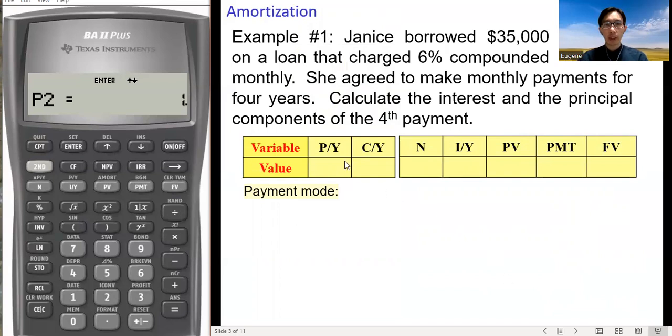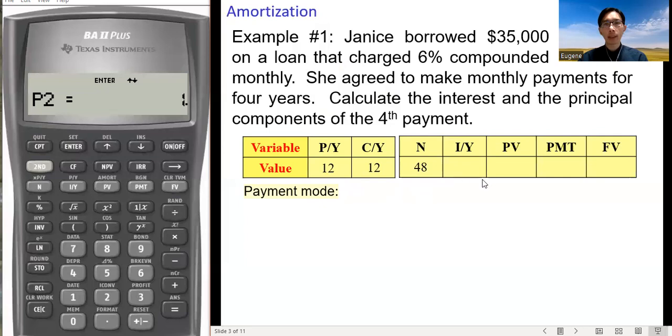Let's key in the frequencies, PY and CY. PY equals 12. The payments are made monthly. And then CY equals 12. The interest rate is compounded monthly. And then N, the total number of payments, monthly payments for 4 years. So N is 4 times 12 equals 48.